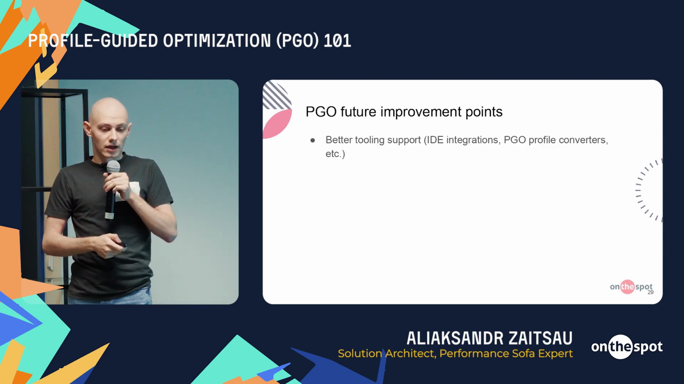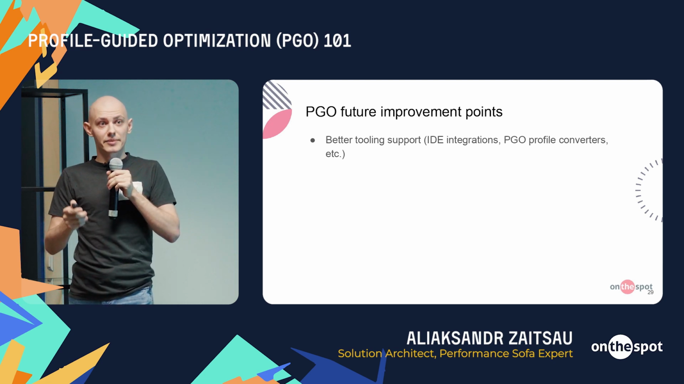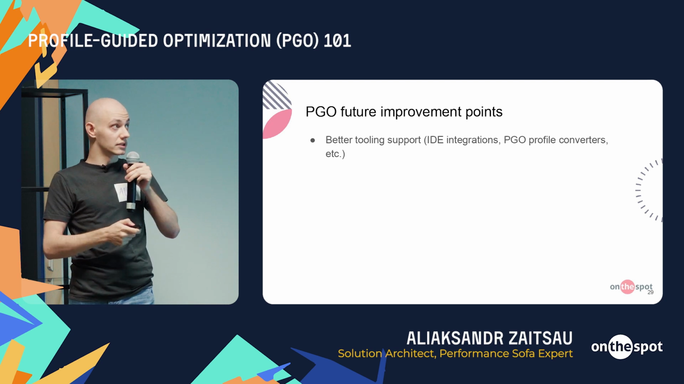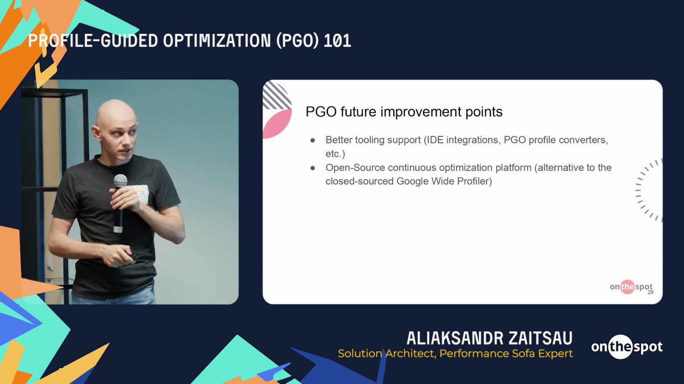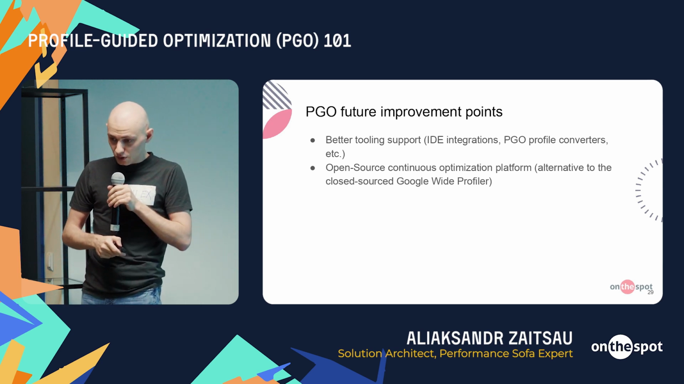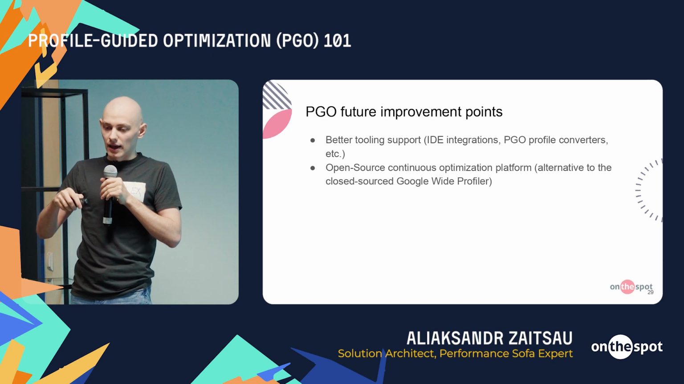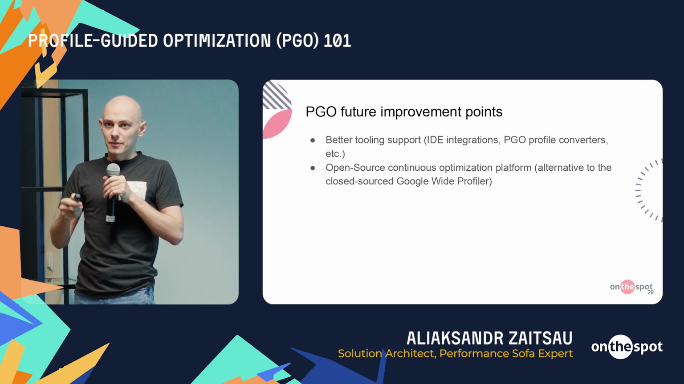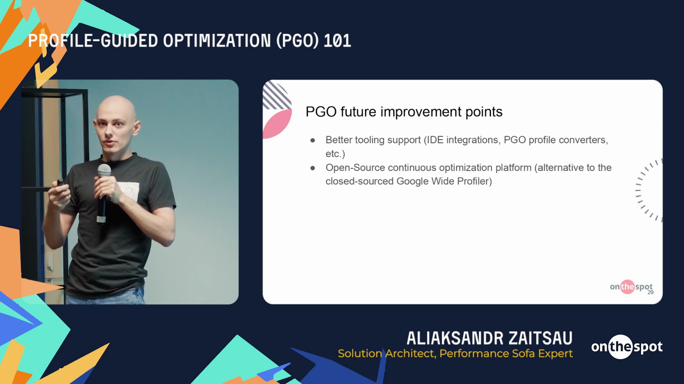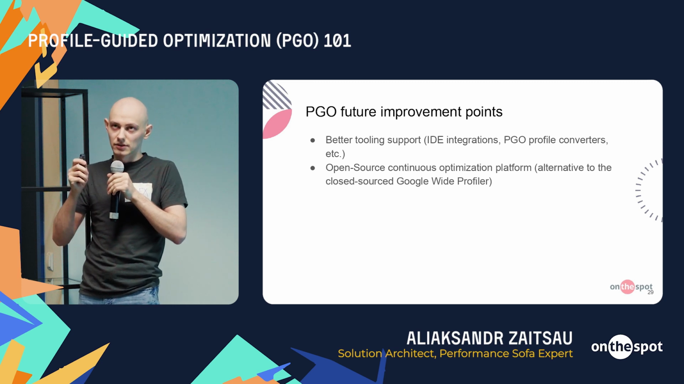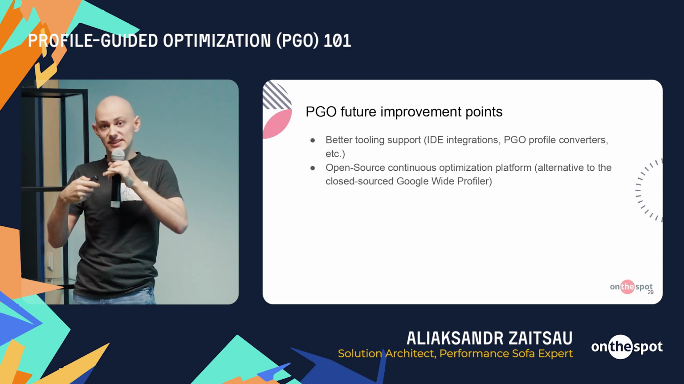PGO can be improved. Not so many tools for PGO are available on the market right now. In some areas, I could even say that PGO tooling sucks. So maybe it would be a good idea to implement an open source continuous optimization platform. Google internally has a system called Google Wide Profiler, and based on this system, Google implemented a continuous PGO platform which continuously optimizes all Google servers with PGO. Unfortunately, there is no open source alternative for that. There are ideas to implement something like that based on Grafana Pyroscope or Elasticsearch Universal Profiling. It's just an idea that we are currently discussing with upstream.